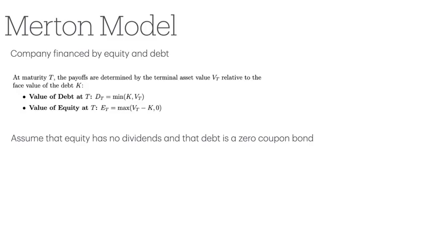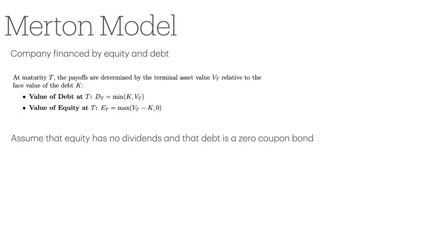Equity gives you voting rights and has unlimited potential return, whereas debt gives a fixed return and greater security, because in the event of liquidation, debt will be paid back before equity is paid out. For the Merton model, we assume that equity has no dividends and that debt is a zero coupon bond. This gives rise to a few formulas.